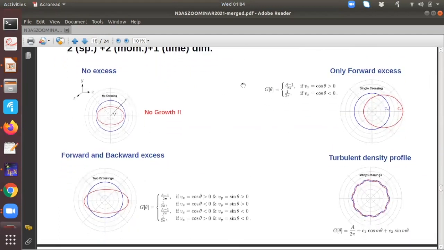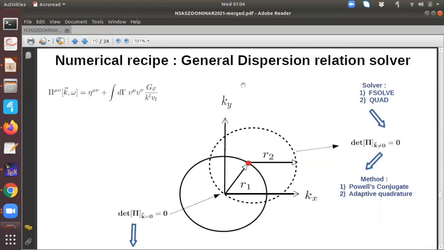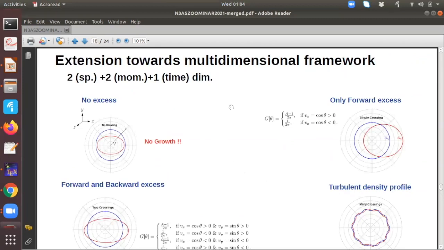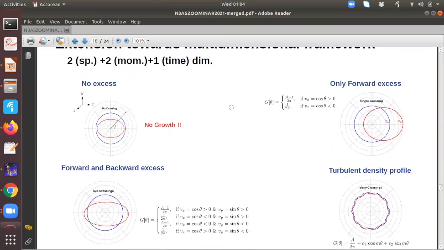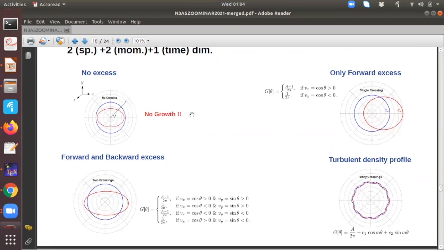So we did a calculation in the 2+2+1 dimensional system, which is far beyond what people have done in previous studies. To explore our system, we have considered mainly 3 scenarios, where the neutrino angular distribution can only have a forward axis, and as a result can have only one single crossing.